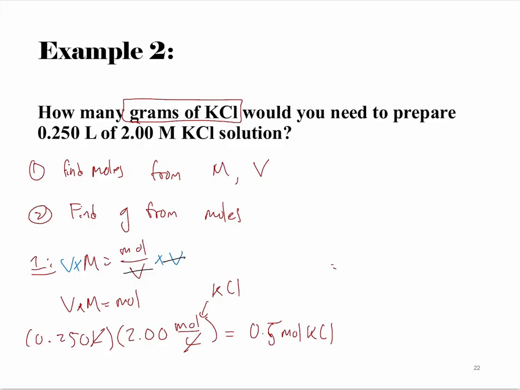The second step is to then convert this into grams, right? And how are you going to go from moles of potassium chloride to grams of potassium chloride? The molar mass, right? And what's the molar mass of potassium chloride?